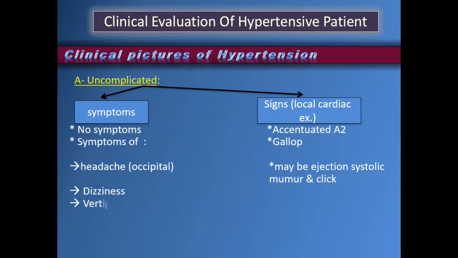Then, how can I do clinical evaluation from the clinical picture of hypertension, which may be uncomplicated or may be complicated? The uncomplicated hypertension may be with no symptoms at all, or may have non-specific symptoms, such as headache, mainly occipital, dizziness, vertigo, tinnitus, and palpitation.